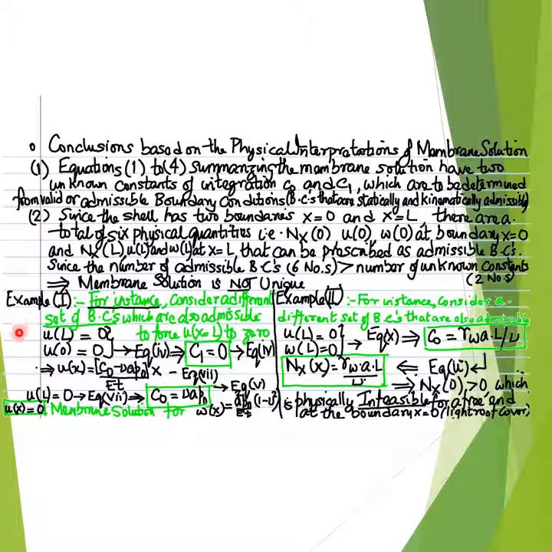Substituting the alternative set of admissible or mathematically valid boundary conditions u at x equal to L equal to 0 and u at x equal to 0 equal to 0 into equation number 4, one can determine the unknown constant of integration c1. Substituting the value of the unknown constant of integration back into equation number 4 results in a simplified form of the membrane solution for the axial or longitudinal displacement u.